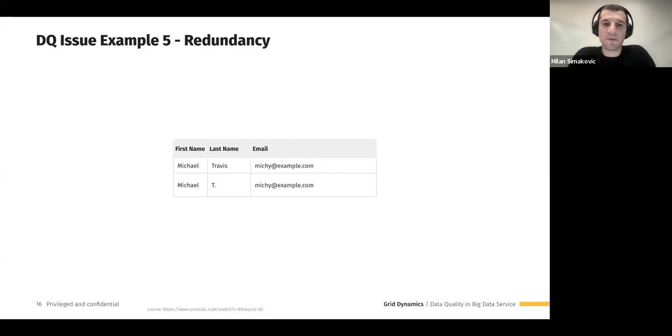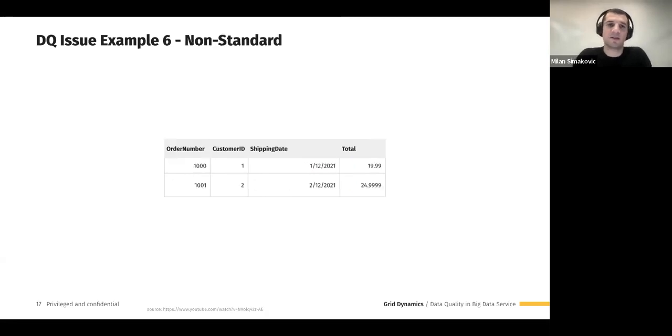The fifth problem is related to redundancy. This is something that happens quite often. On this particular table, we have two users with the same email. And the last data quality issue is related to non-standardized values. For this particular example, in the total column we have floats with two decimals and with four decimals.